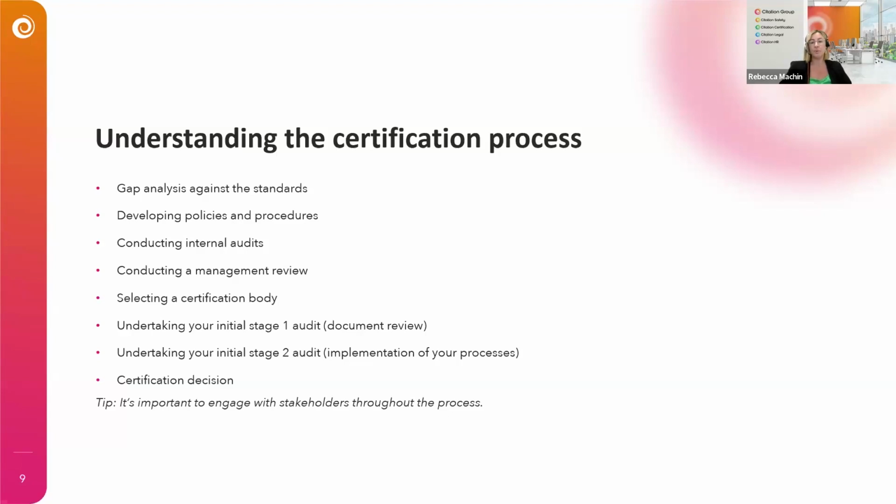You'll then select a certification body who will perform an initial stage 1 and stage 2 audit. The initial stage 1 audit reviews your documentation, policies and procedures, and other documents you've developed to meet the standards. Usually within 6 months, you are then required to complete your stage 2 audit, which evaluates implementation of your management system. If successful, you'll receive your certification, which is typically valid for 3 years with annual surveillance audits along the way. A tip: it's really important to engage with your stakeholders throughout these stages of the certification process.